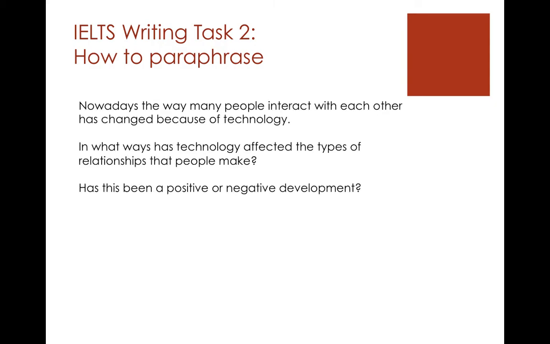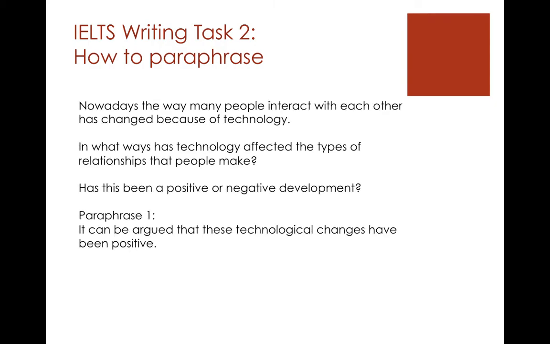So let's take a look at the whole question now and start to paraphrase. It can be argued that these technological changes have been positive. Okay, we should probably change positive to beneficial, let's say. We have this phrase, it can be argued that. This is a really good academic phrase. And then we have subject, these technological changes, verb, have, and being positive. Okay, so this touches on this and this.